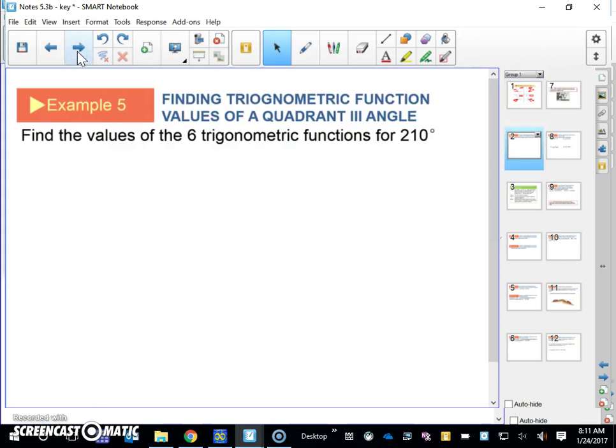Example 5 is a big one. Find the values of the 6 trig functions for 210. So here we go again. We have to find the values of the 6 trig functions, this is sine, cosine, tangent, cosecant, secant, and cotangent. Find all 6 of those values. So first thing we have to deal with is 210.